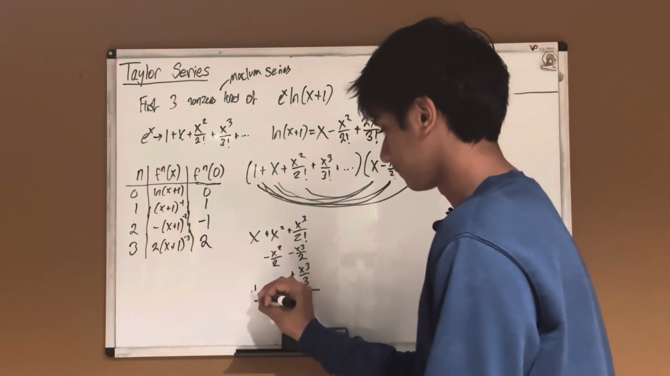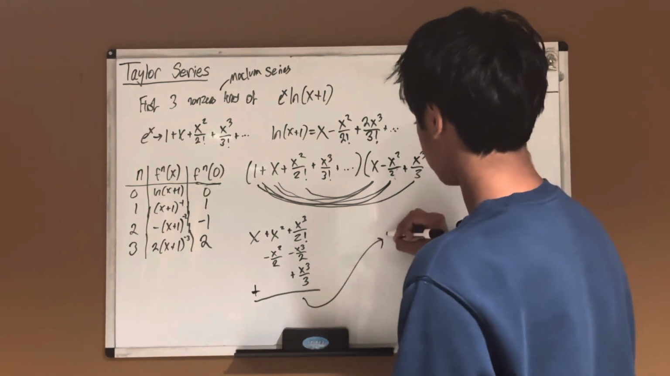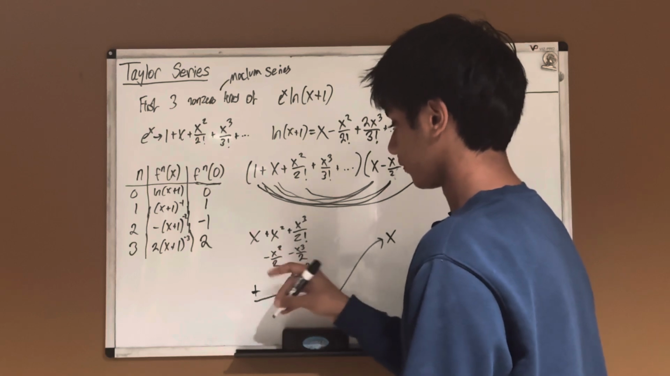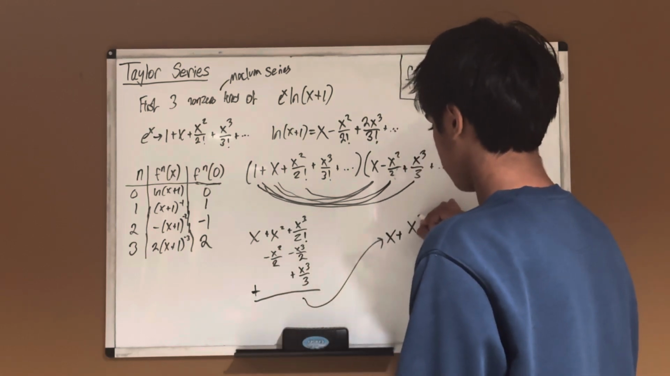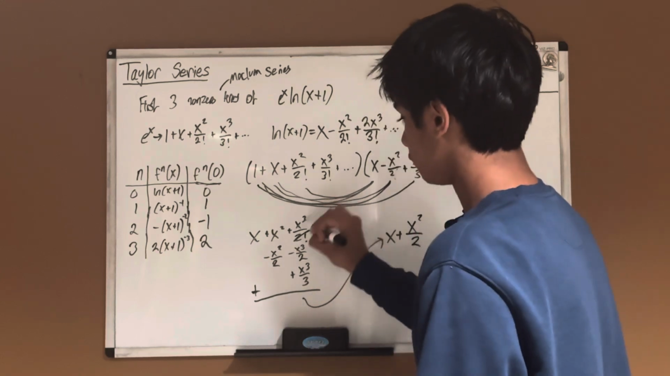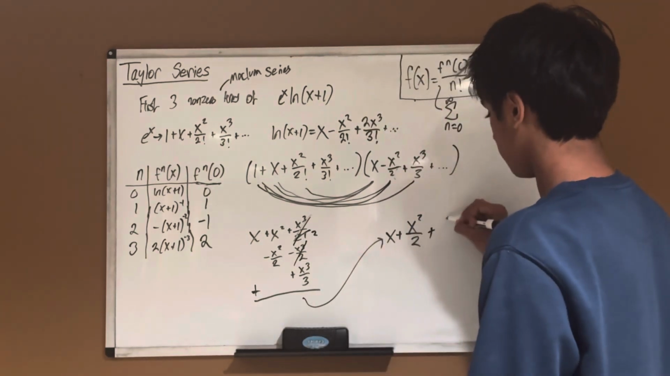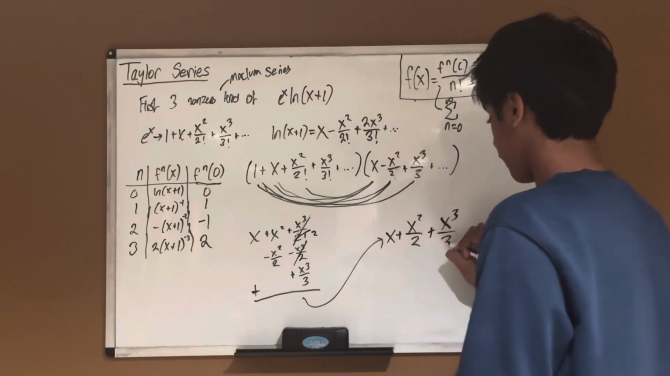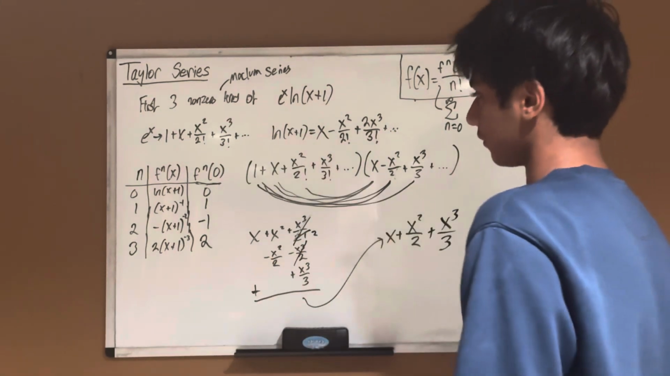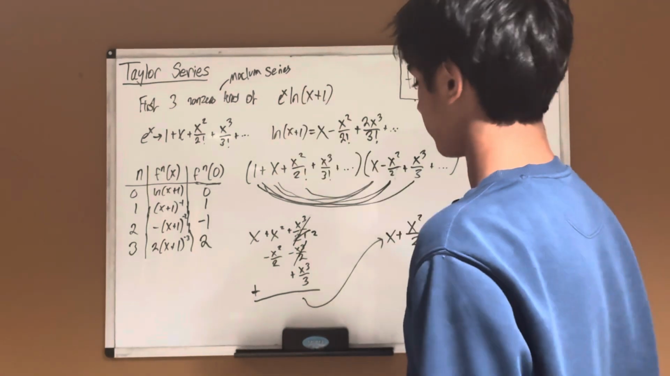Now we add them together to find our final answer. And what we get is x squared minus x squared over 2 is the same thing as x squared over 2. 2 factorial is the same thing as 2. So these two cancel out. And we're left with plus x cubed over 3, which is our final answer for this question. That's the first 3 non-zero terms of this expression.